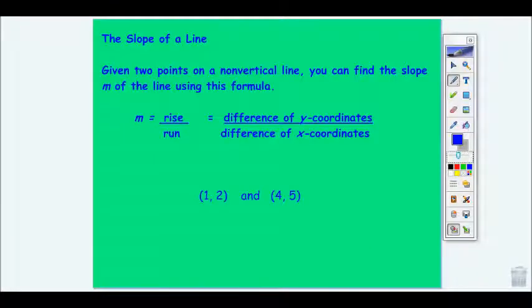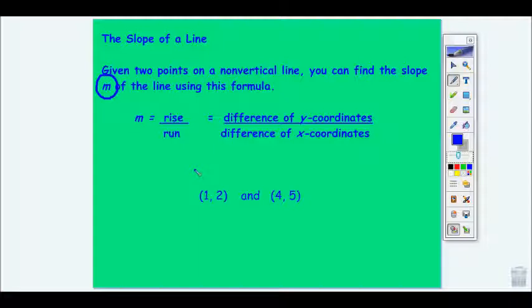So when you're given 2 points on a non-vertical line, because that was the impossible slope, you can find the slope of the line, which we are going to refer to as m, using this formula. M, which means slope, equals the rise over the run. So we're going to look at these 2 points, 1, 2, and 4, 5. And it says the rise is the difference between their y coordinate points.